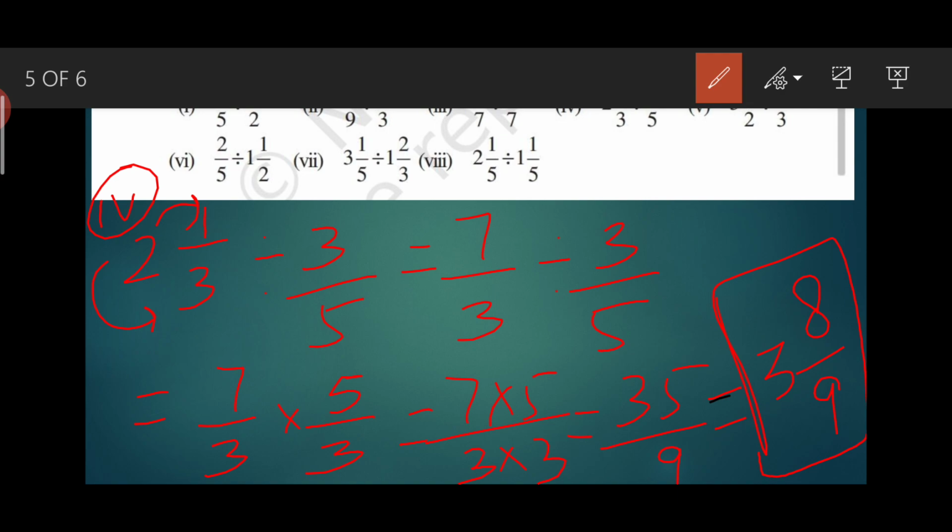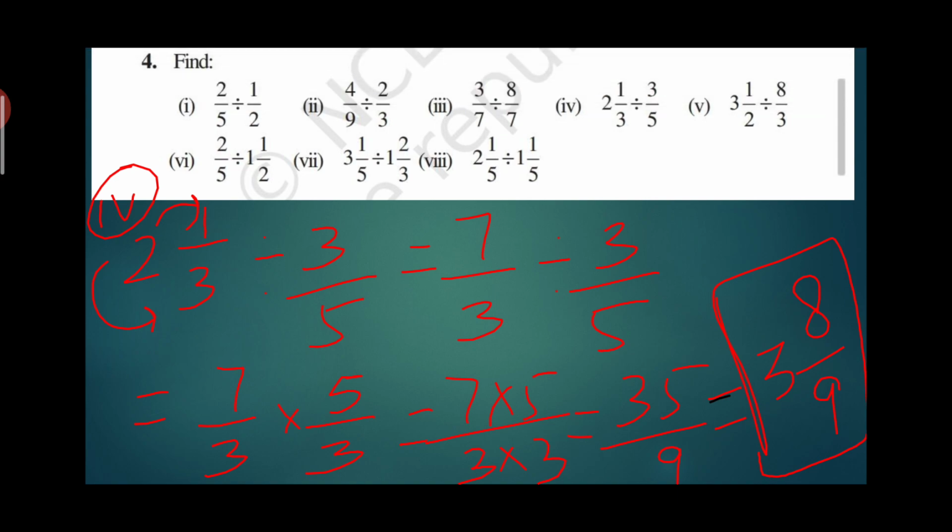3 1 by 5 divided by 1 2 by 3. So how will you solve it? You have to convert the mixed fractions into simple fractions. How will you do that? 5 3s are 15 and 15 plus 1 is 16, and the denominator you will write as it is, divided by 3 1s are 3 and 3 plus 2 is 5.